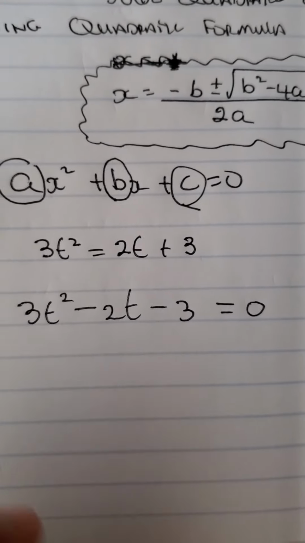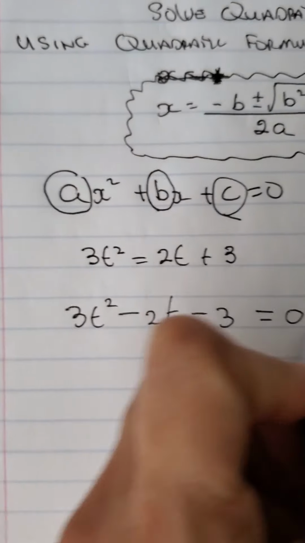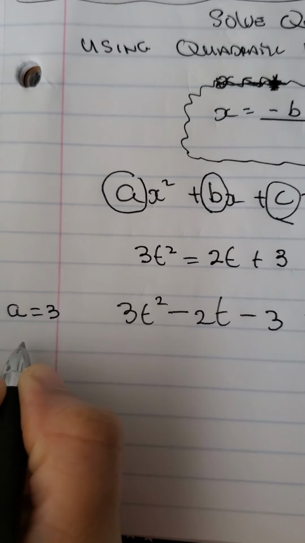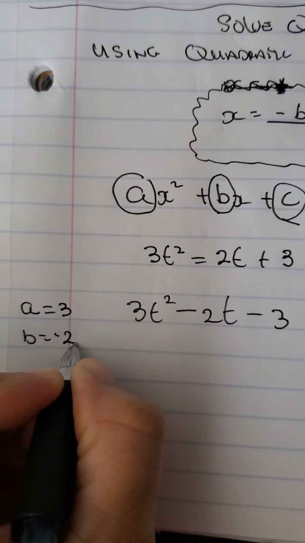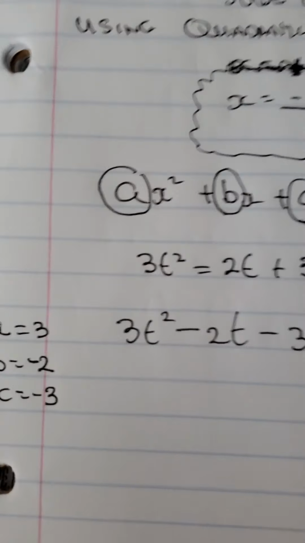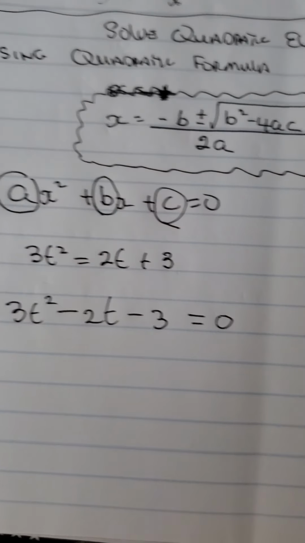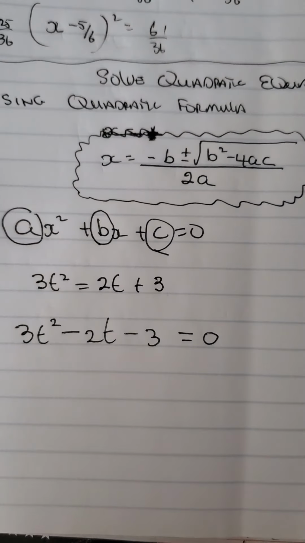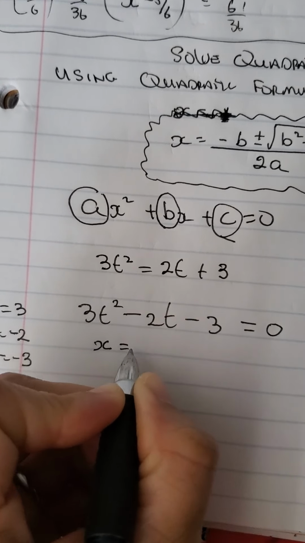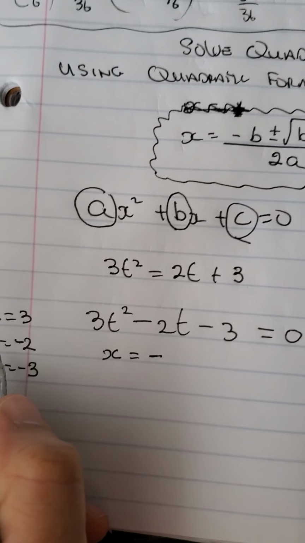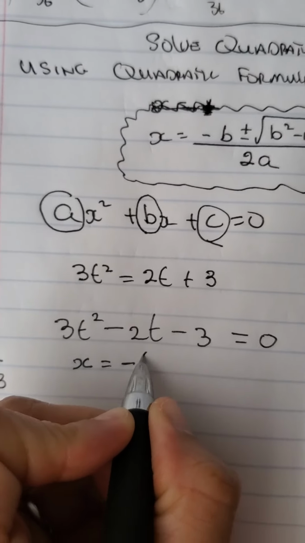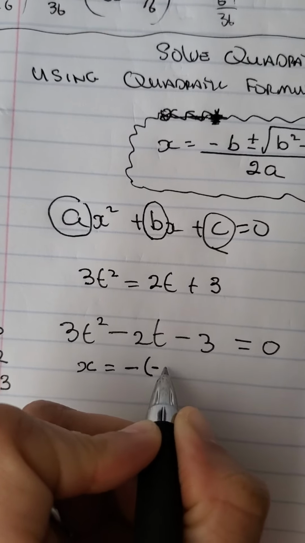So here we go. So my a now, I'll put it over here. My a is 3, my b is negative 2, and my c is negative 3. So all I'm going to do now is plug and play. So let's say x here is equal to negative b. Be very careful. Negative b, right? I'm committed to the formula. So b is negative 2.